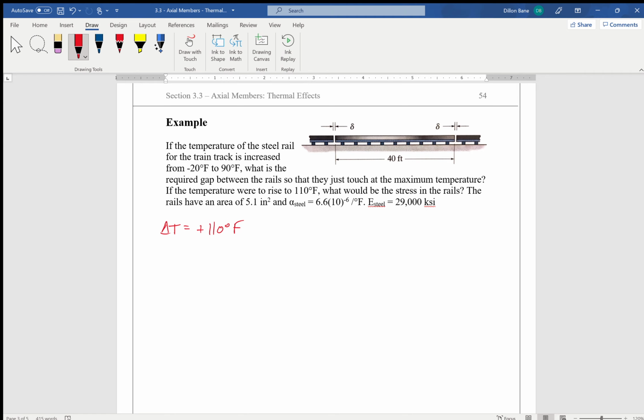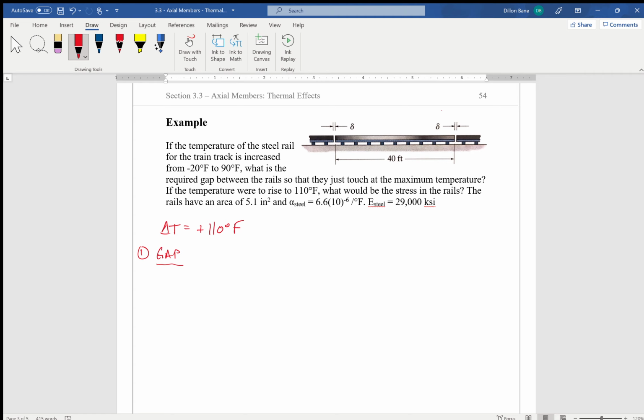So let's just start working with our equation. We'll say step 1 is gap, as we're going to determine what our gap needs to be. Does it make sense that if these railroad tracks were all laid end to end, 40 feet long, and the gaps between them were delta, each one of them is going to expand half of delta to the left and half of delta to the right, such that the total delta is just delta as shown in the diagram?